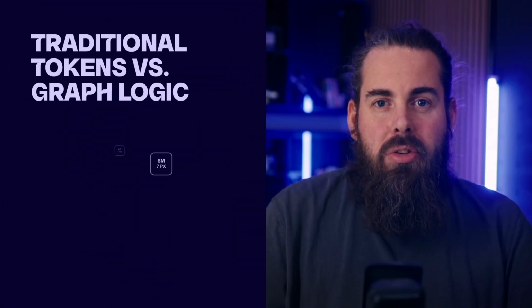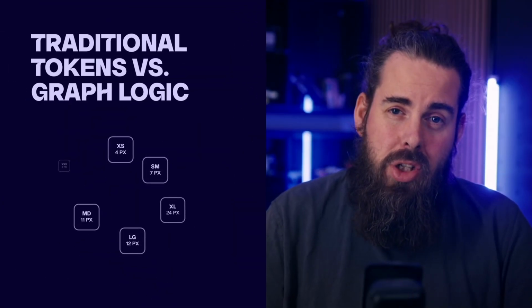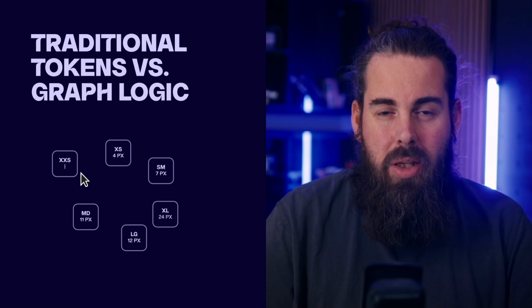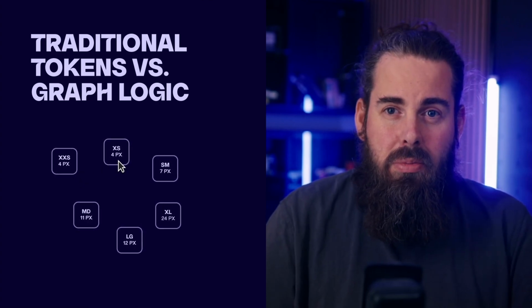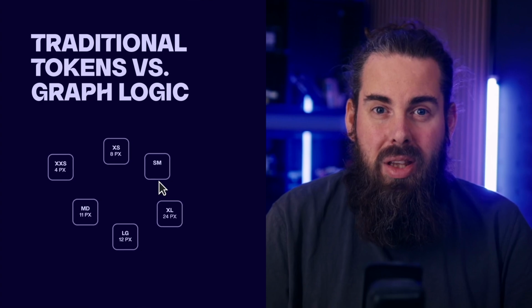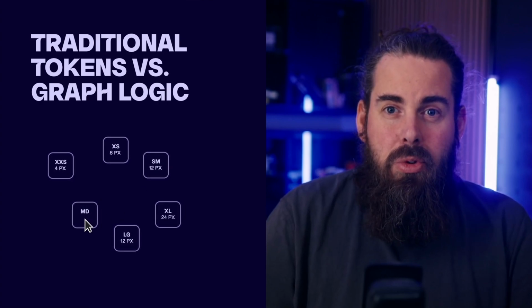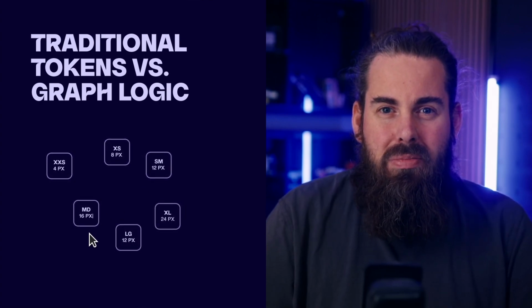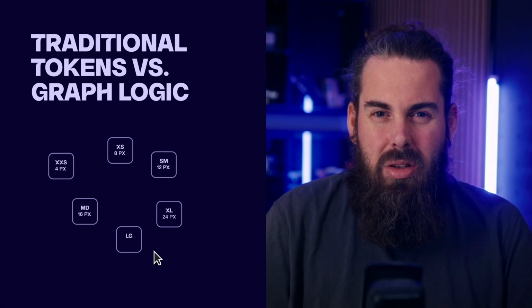Traditional tokens versus the Graph Engine. With traditional tokens, you define each value manually. That's fine for simple setups, but if you keep layering complexity, like brand overrides, repeated color scales, or custom spacing rules across different themes, you'll find it tough to keep everything consistent and documented.